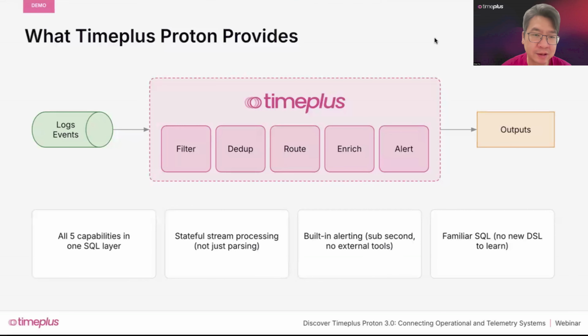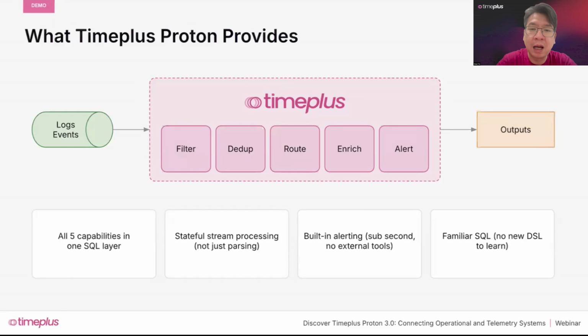What Timeplus Proton provides is actually this pipeline data processing system. It can help you with filtering, dedupe, routing, or enriching your data. And it also has in-pipeline alerts. You don't have to wait. So for filtering, it can help you save cost. You don't have to save all the low value data to your downstream system.